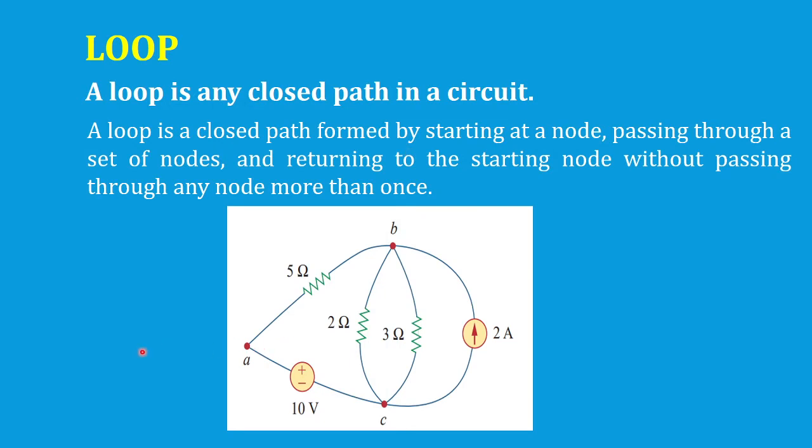Now we will try to understand. We have here the same circuit which we discussed in the previous slide. First of all, let us see how many branches we have: 10 volts 1, 5 ohms 2, 3, 4, 5 branches we have, and we have 3 nodes, node A, node B, and node C. Now we'll try to find out how many loops are present in the given network.